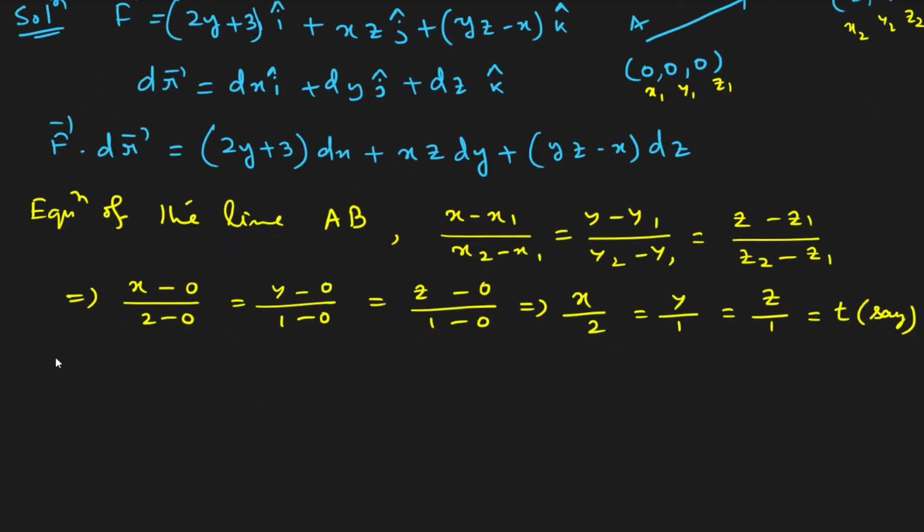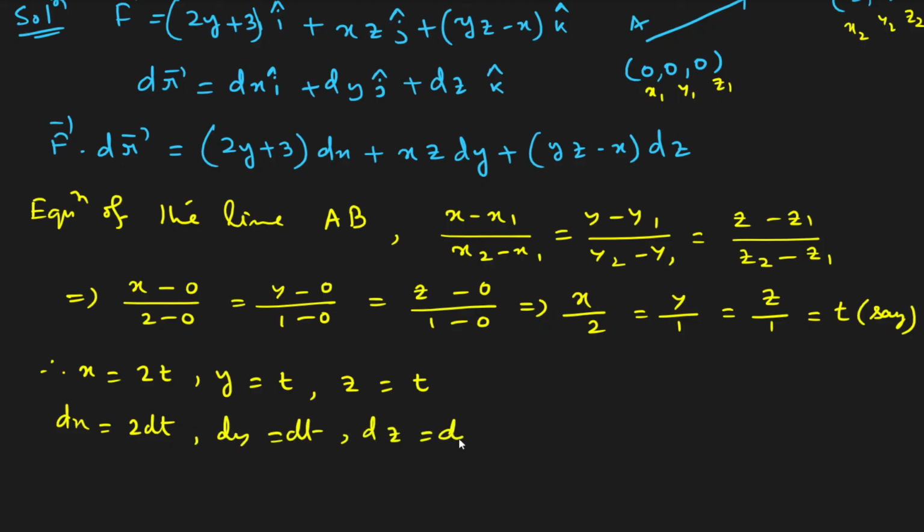So therefore our x equals to how much? 2t, y is equals to t, and z equals to how much? t. So dx is 2 dt, dy is dt, and dz is also dt. So we'll make all the variables in terms of what? In terms of t. Okay.